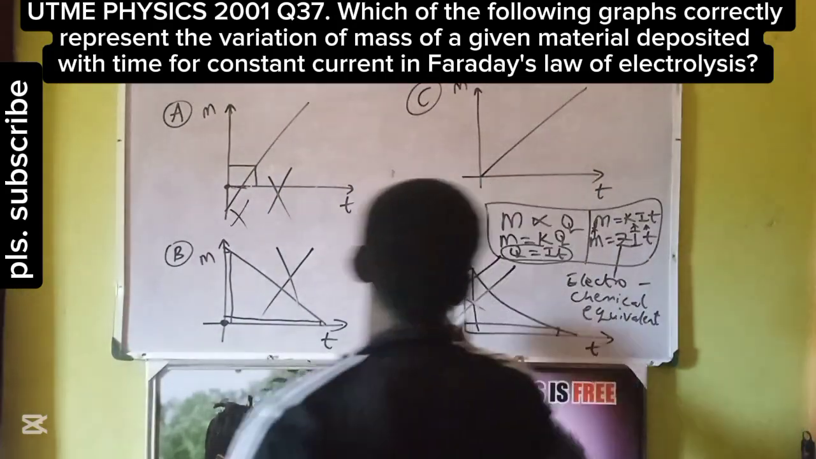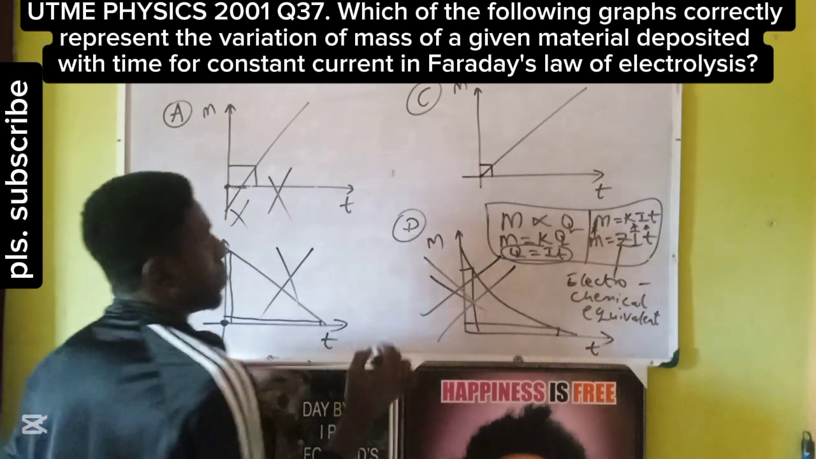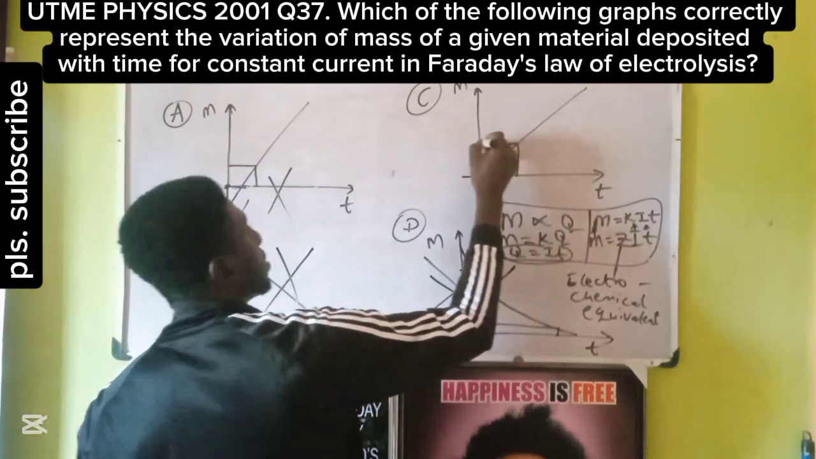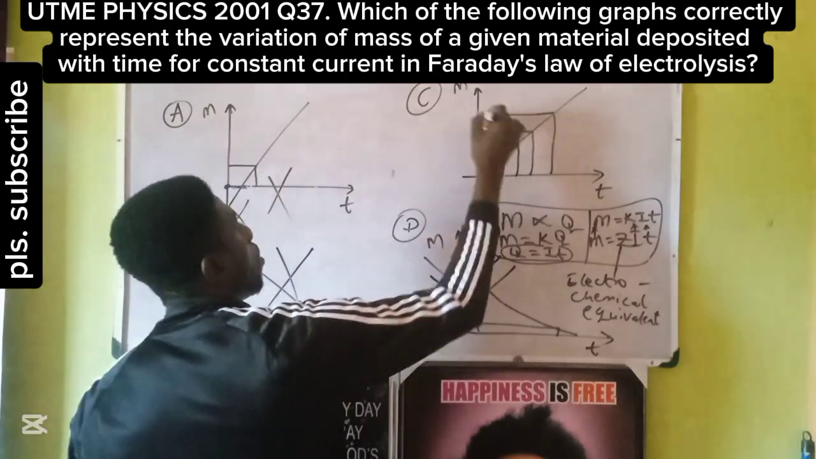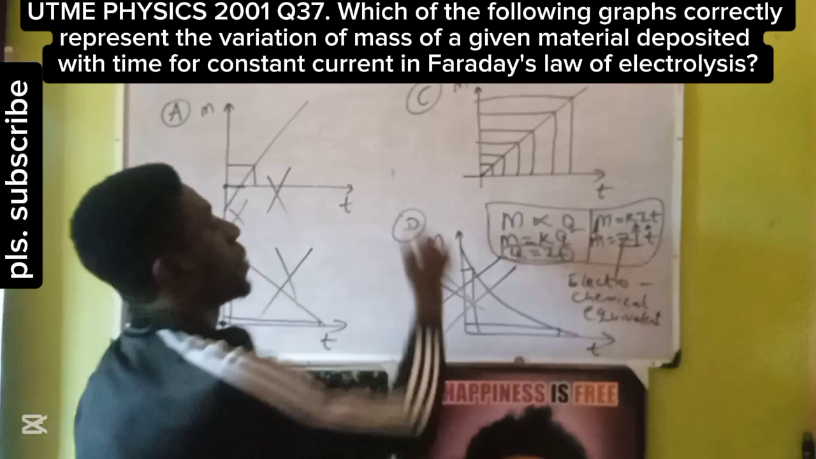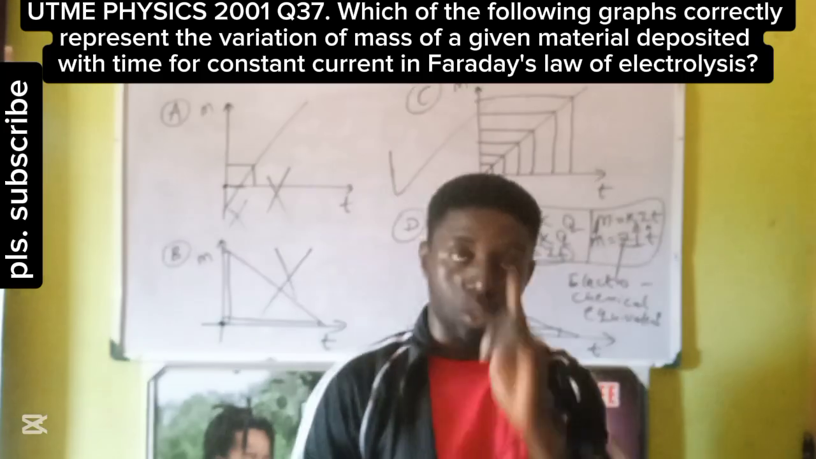Let's see what happens there. It starts from the origin. Small mass, little time. When the time begins to increase, we're liberating more mass. As the time is increasing, we're liberating more mass. More time, more mass. More quantity of charge, more time, more mass. So this is the best option. That is in accordance with Faraday's first law of electrolysis.